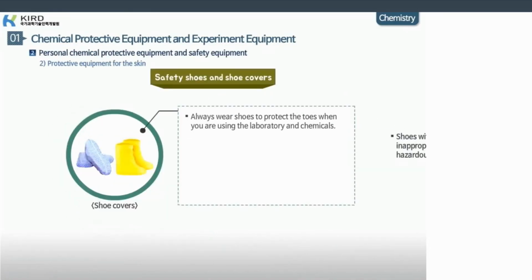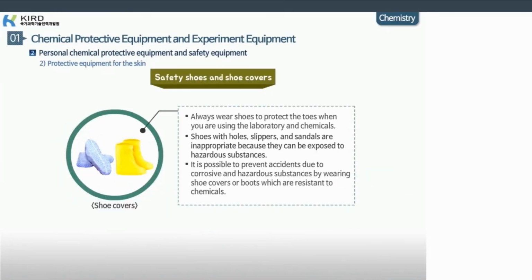Always wear shoes to protect the toes when you are using the lavatory and chemicals. Shoes with holes, slippers, and sandals are inappropriate because they can be exposed to hazardous substances. It is possible to prevent accidents due to corrosive and hazardous substances by wearing shoe covers or boots, which are resistant to chemicals.